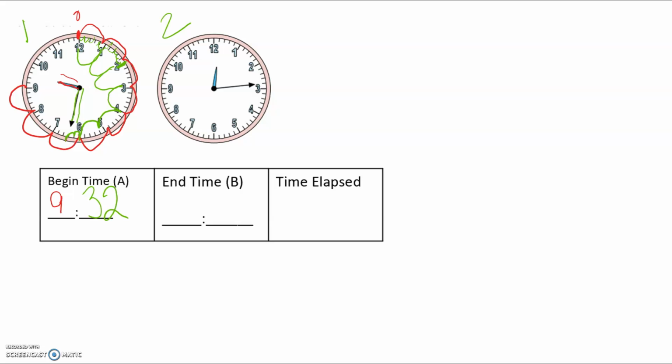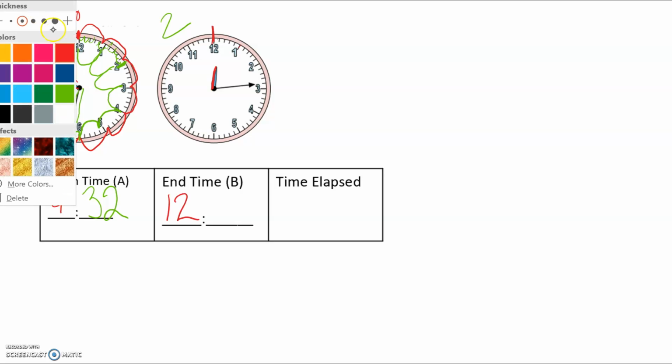Let's try another clock, this time our ending time. Let's look at our hour. It's right here. So we look at this. This is we're at 12. And this is pointing between 12 and 1. So we're at hour 12.